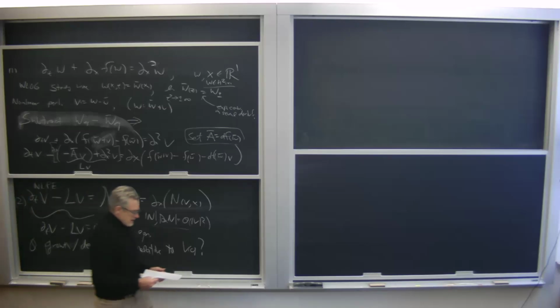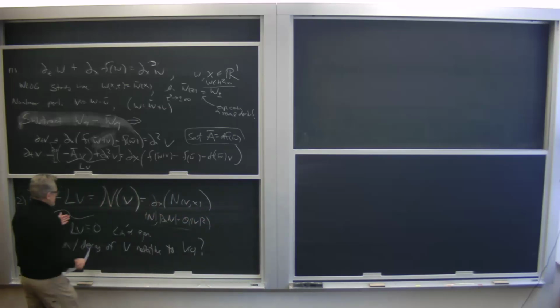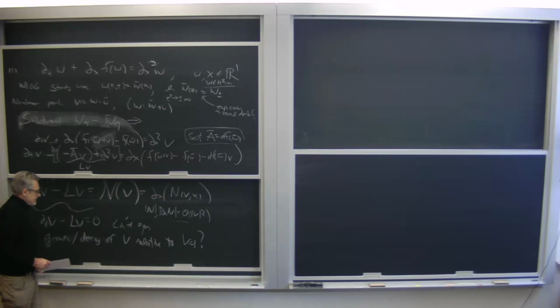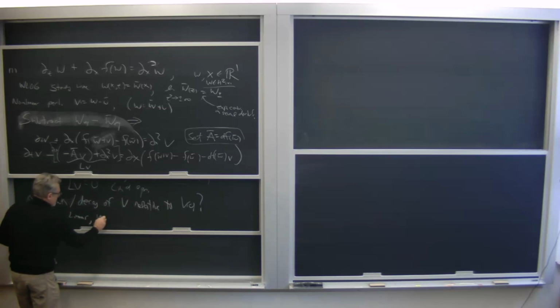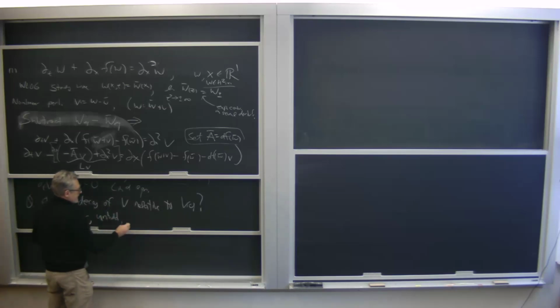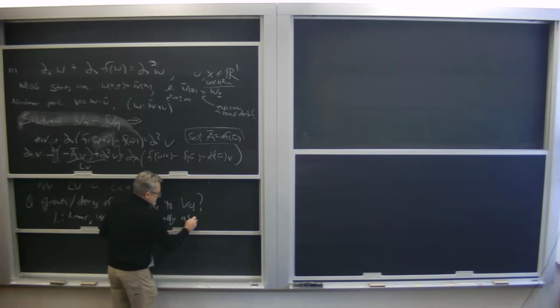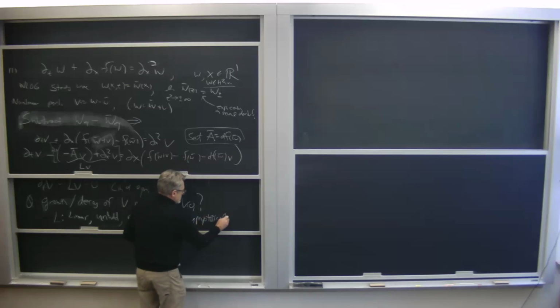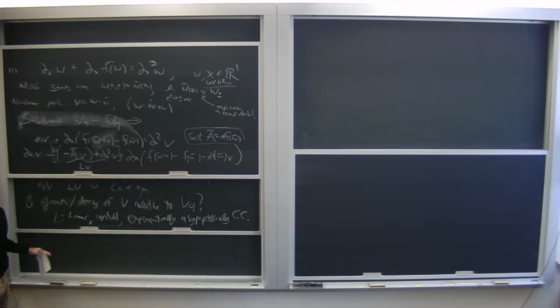Okay, so what kind of an operator is this? L is linear. It's unbounded. It's exponentially asymptotically constant coefficient. That's the type of operator it is.